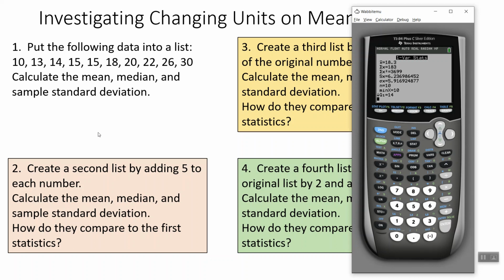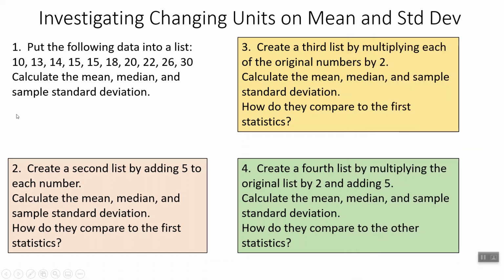So let me write these down. So our mean is 18.3. Our standard deviation, which we'll go ahead and call S, is 6.2 and some change. And our median was 16.5, if I remember correctly.